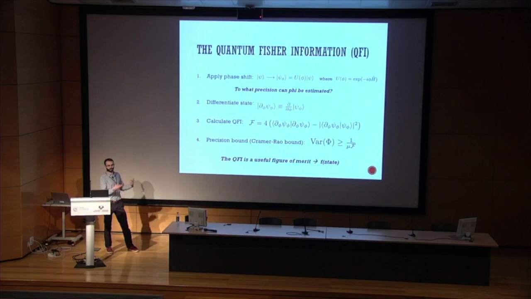For the main purpose of this talk, don't worry if you didn't follow all that. This is the most important thing. The quantum Fisher information is a very useful figure of merit for a state, because effectively all we need is the state, and then we can calculate this metric, this Fisher information, which is just a real number.